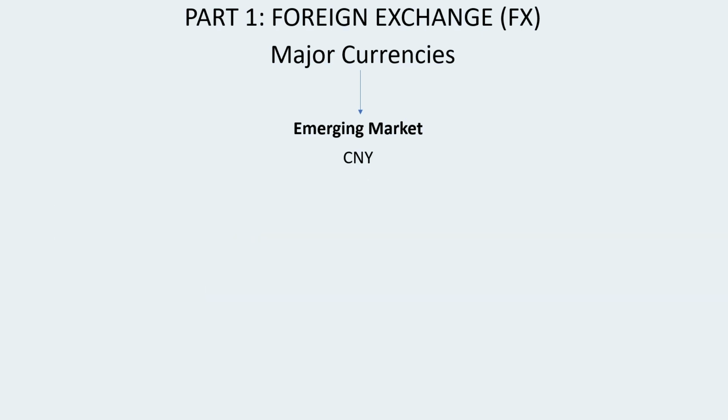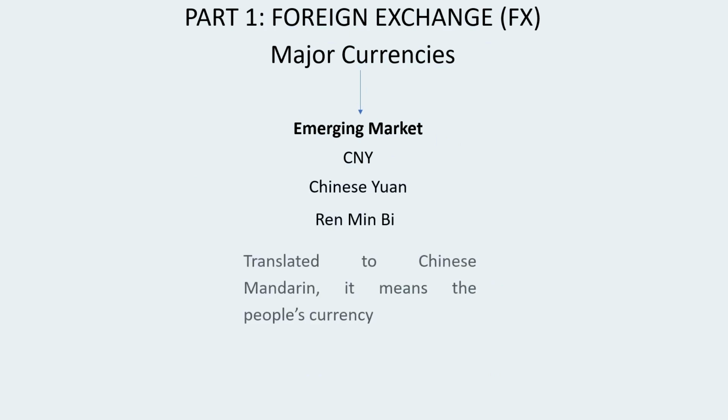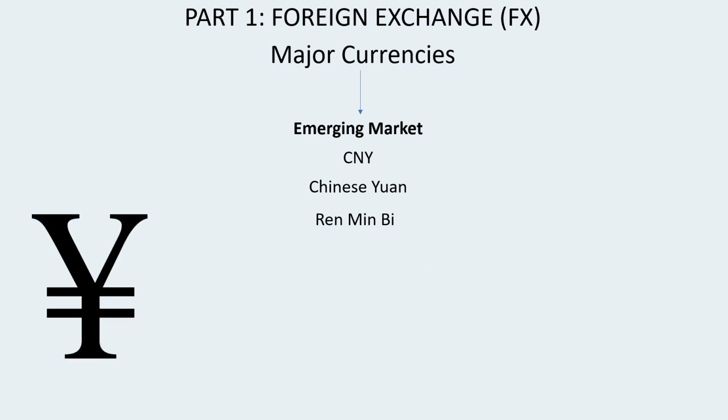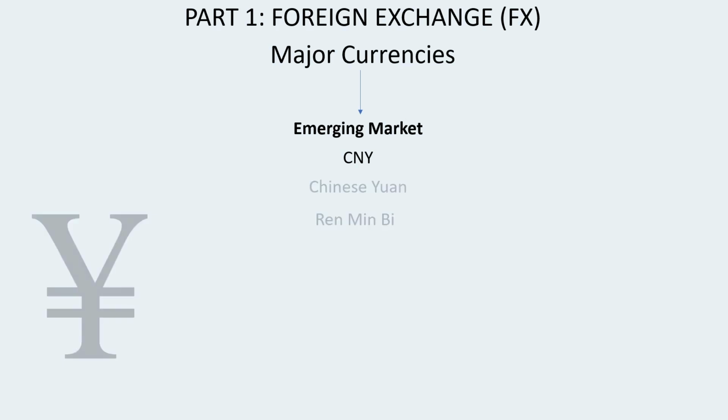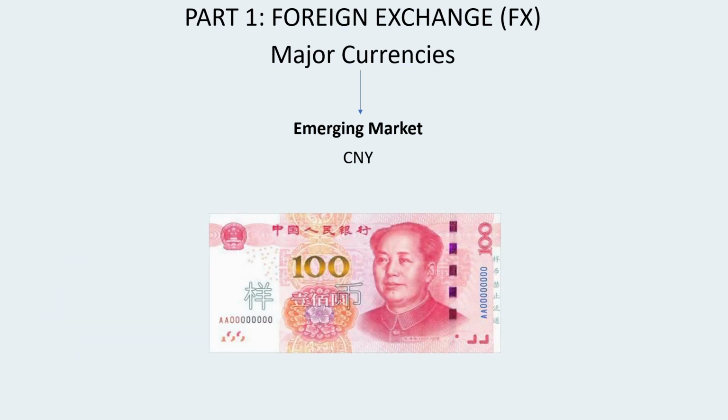Then we have the CNY, which is the ISO code for the Chinese yuan, locally known as the renminbi, and when translated to Chinese Mandarin, it means the people's currency. The symbol looks like this, which is almost exactly like how the yen looks like, but locally it is understood that this refers to the Chinese yuan. And of course, Mao Zedong is on the note.